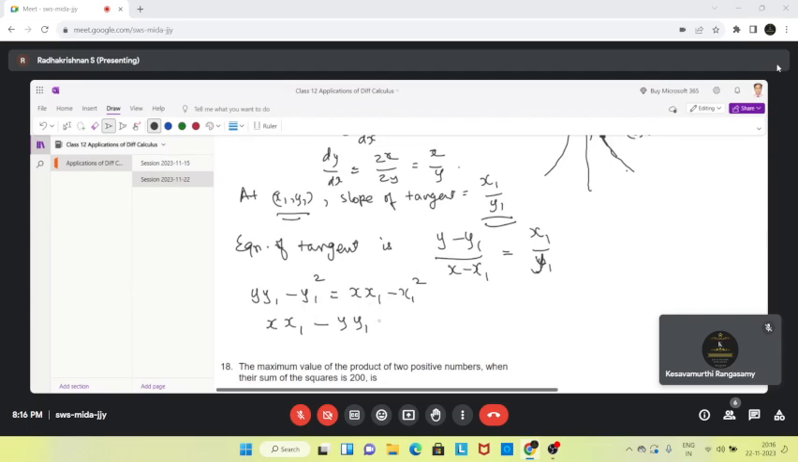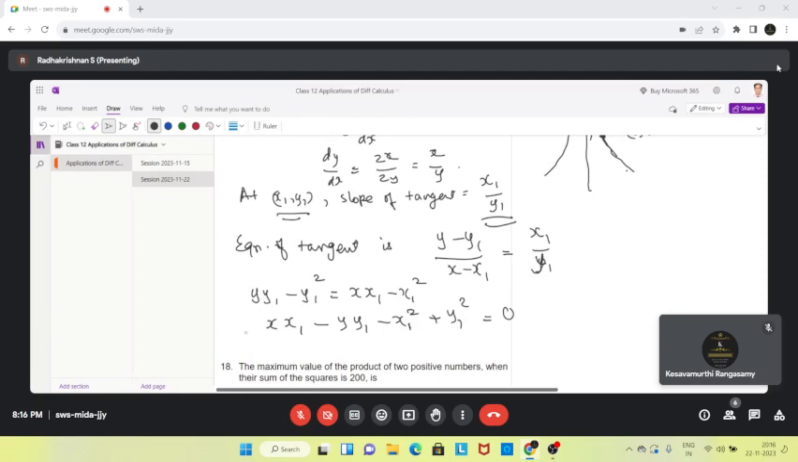x x1 minus y y1 minus x1 square plus y1 square equal to 0. I have brought everything to the right hand side: x x1 minus y y1 minus x1 square plus y1 square is equal to 0. Okay.